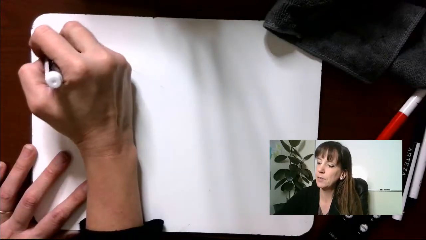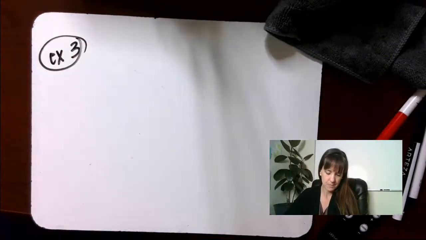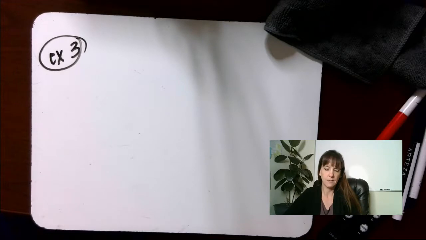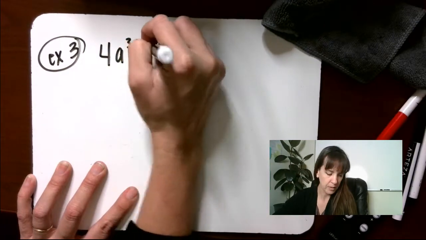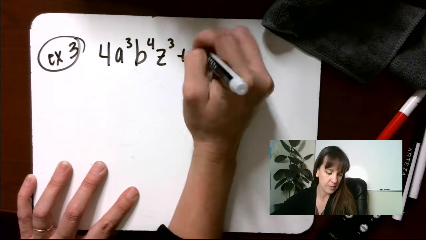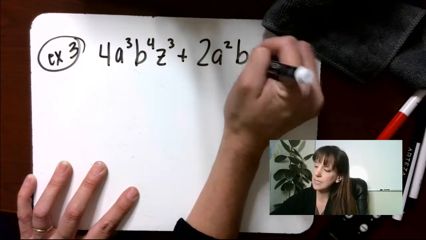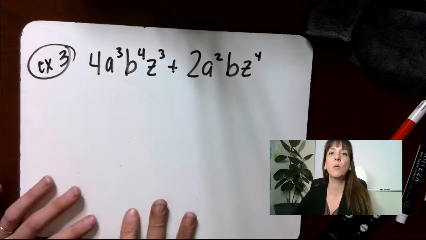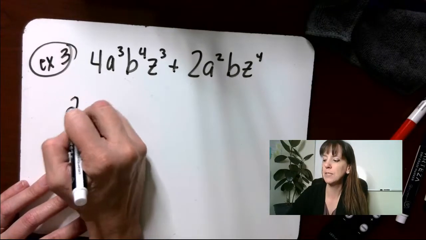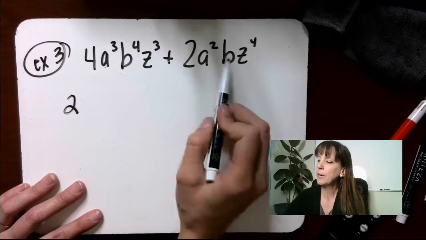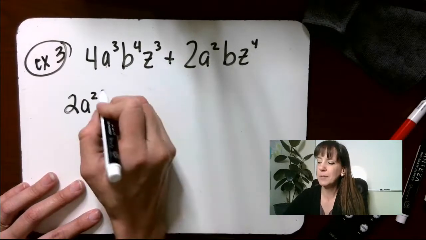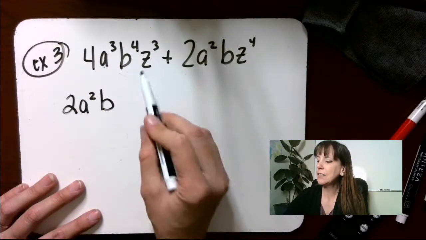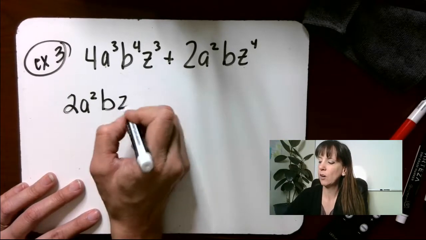Let's look at example number 3. We have 4a to the 3rd, b to the 4th, z to the 3rd, plus 2a squared, b, z to the 4th. Let's extract out what we can. We've got 4 and 2, which I know the greatest common factor is 2. a cubed, a squared, the most I can take out are 2 a's. b to the 4th, b to the 1, the most I can take out is 1 b. z cubed, z to the 4th, the most I can take out are 3 z's.